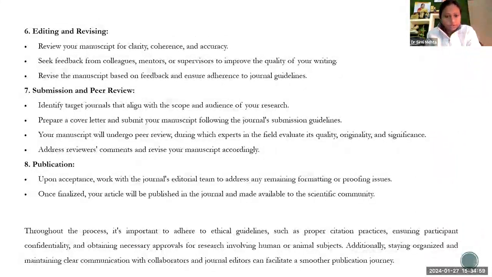Throughout the process, it is important to adhere to ethical guidelines, such as proper citation practices, ensuring participant confidentiality, and obtaining necessary approvals for research that involves human or animal subjects. Additionally, staying organized and maintaining clear communication with collaborators and journal editors can help you have a smoother publication journey. So, next slide.